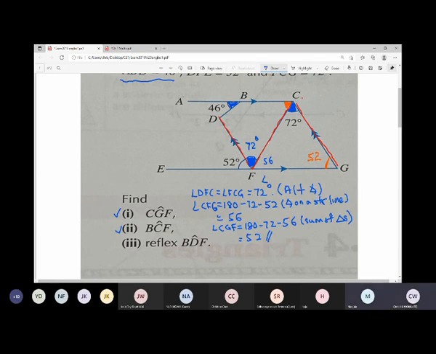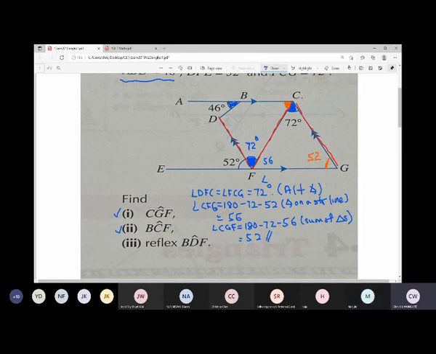BCF. You cannot say C. BCF, yeah, but BCF F is 72 degrees and C is 46 degrees. Where is C 46? Because B at the side is C 46, then C is where?